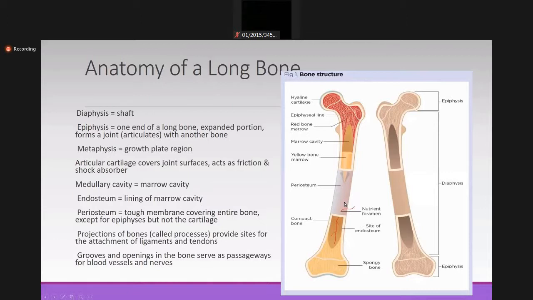Now the articular cartilage covers the joint surfaces. These are the surfaces where you have the formation of the joints, and it acts as a friction reducer and shock absorber. The medullary cavity is the marrow cavity.